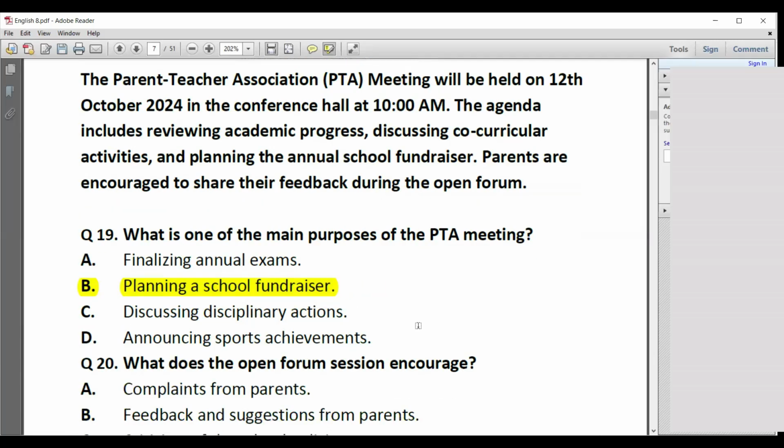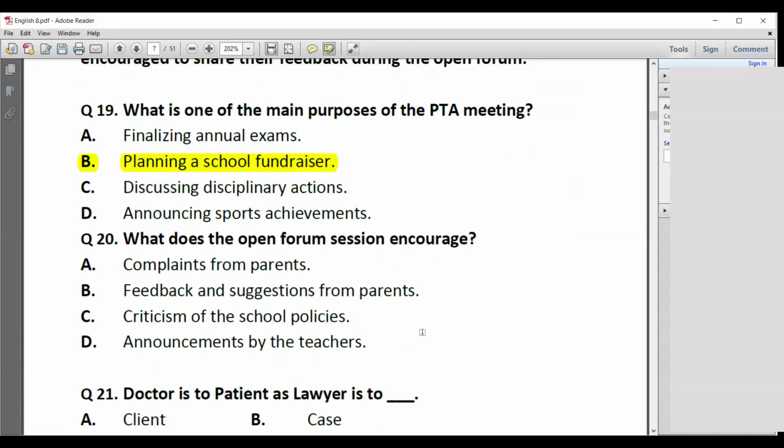What does the open forum session encourage? A. Complaints from parents. B. Feedback and suggestions from parents. C. Criticism of the school policies. D. Announcements by the teacher. The correct option is option B. Feedback and suggestions from parents.